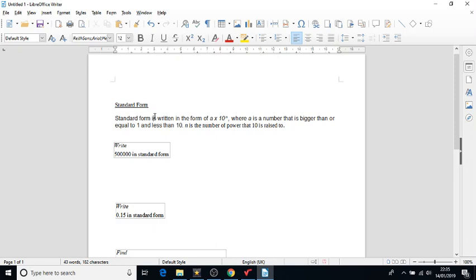Standard form is written in the form of a times by 10 to the power of n. A is a number that is bigger than or equal to 1 but less than 10. N is the number of power that 10 is raised to. N is based on the powers of 10 that's used to express how big or small a number is.